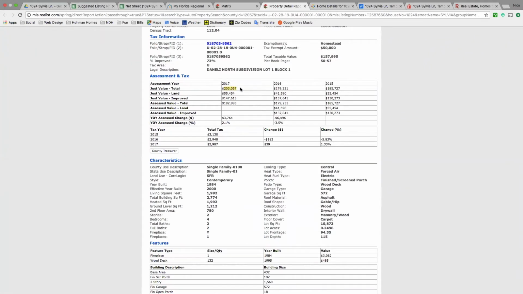And that's for a couple different reasons. One, most properties in the state of Florida are homesteaded, and we can see this property has been homesteaded. They explicitly take $50,000 off the value of the home when it comes to taxation and how much the property can be taxed at.